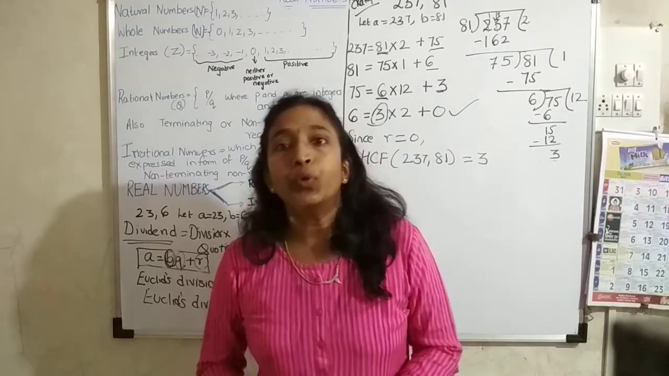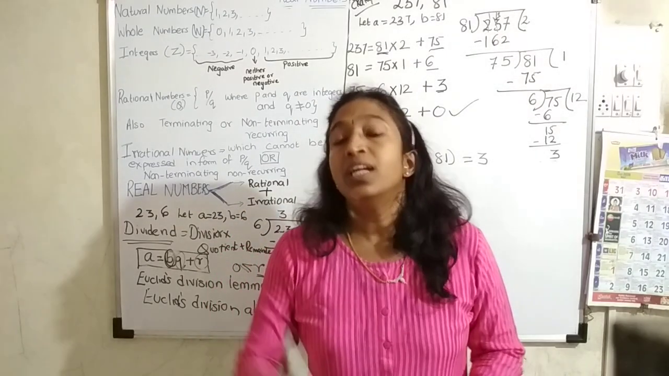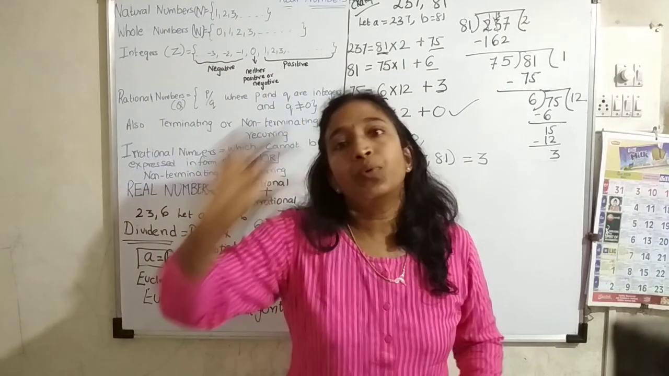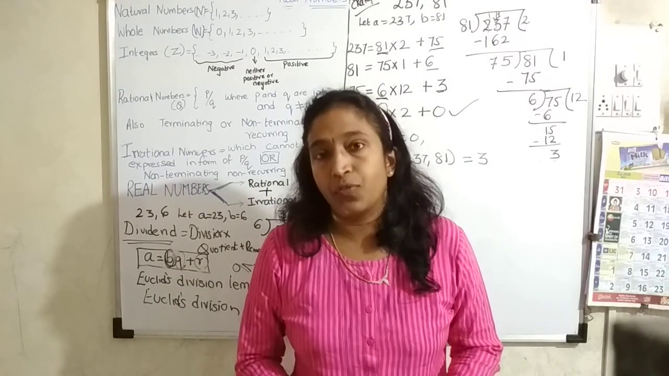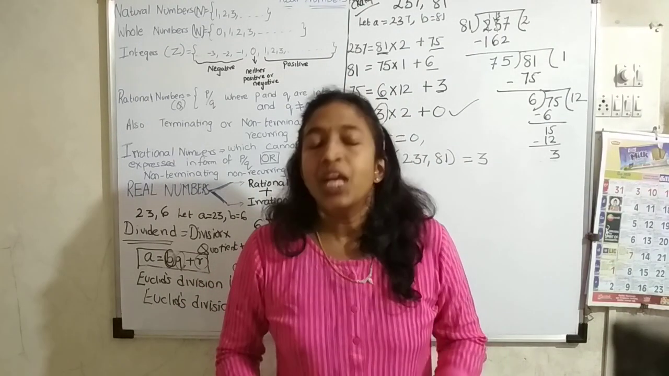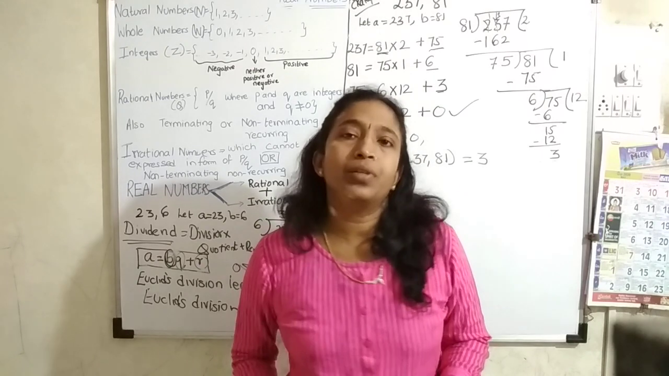So I want you to try exercise 1.1, the first sum: use Euclid's division algorithm to find the HCF. I hope you have understood this very thoroughly. So please try it out and check it out.